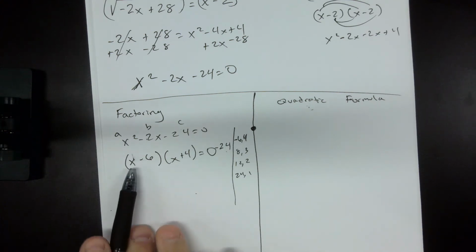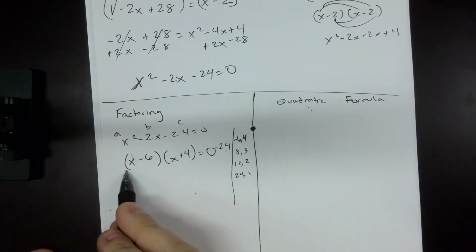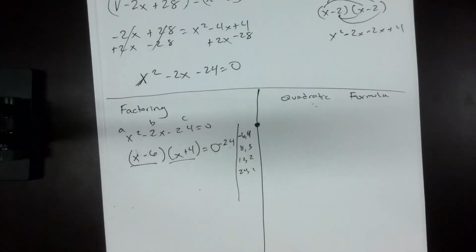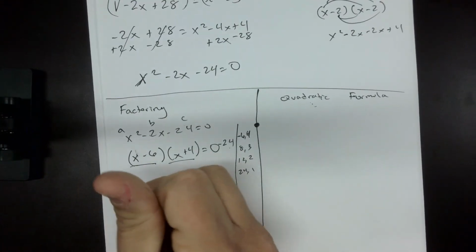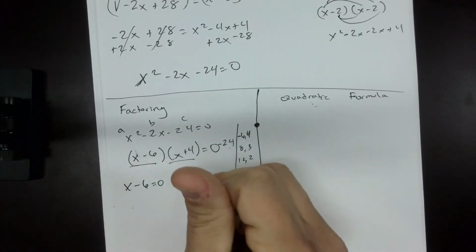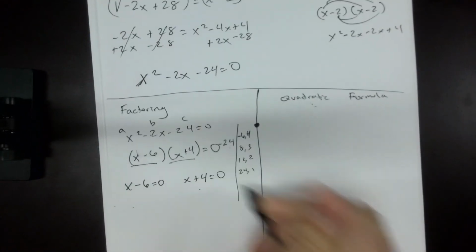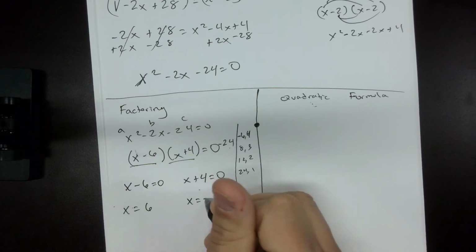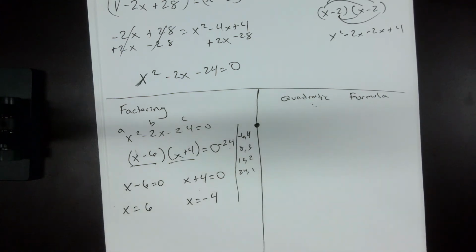So as soon as you get to here, we're going to set each... These are called factors. These are called factors. That's why it's called factoring. We're going to set each factor equal to 0. And we're going to get x equals 6 and x equals negative 4.